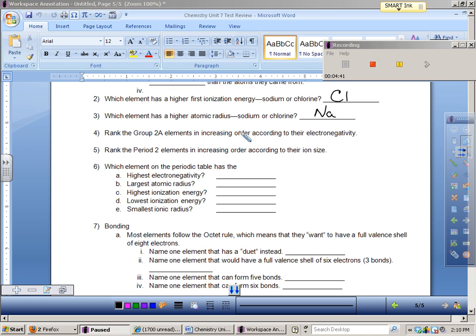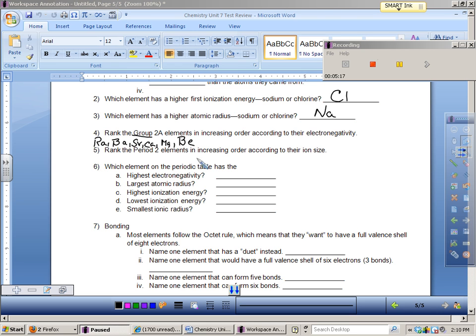If we're going to rank our group 2A elements, group means a vertical column. According to electronegativity, we said those at the top are going to be more electronegative than those at the bottom. So Be is going to be at the top. So if we're doing it in increasing order, we're going to start at the bottom with radium, and then go to barium, and then strontium, calcium, magnesium, and end in beryllium.